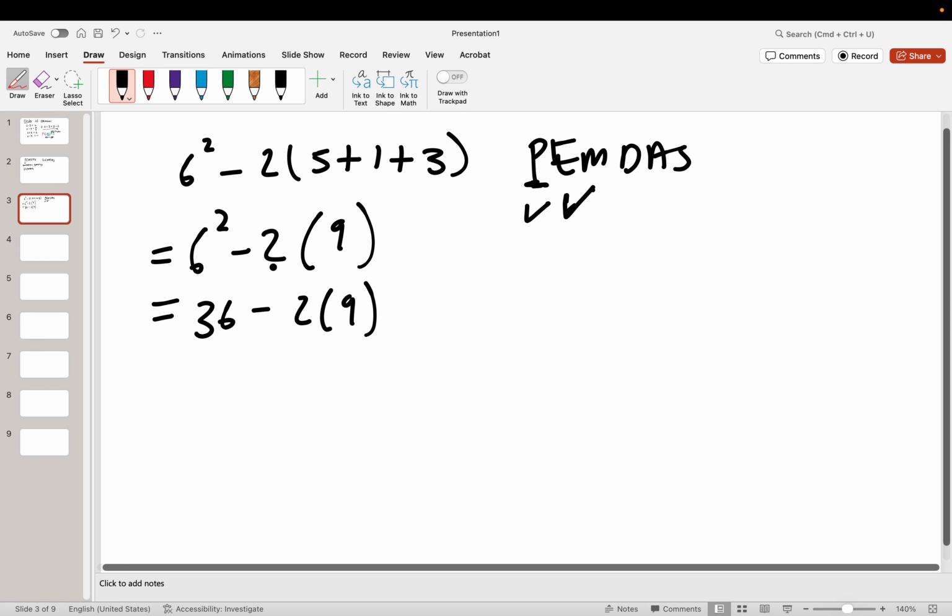Let's do another problem. So we have 8 plus 6, and then we can divide this by 2, and then put 1 plus 2 squared, and then let's subtract this by 3. Again, we're following PEMDAS. So we start with parentheses. Is there anything inside the parentheses? Yes, 1 plus 2. So I'm going to rewrite everything else because I can't do them yet.